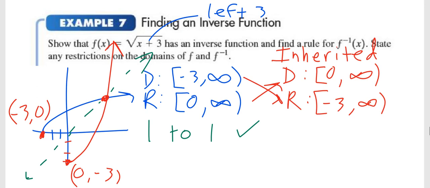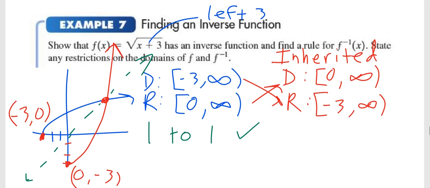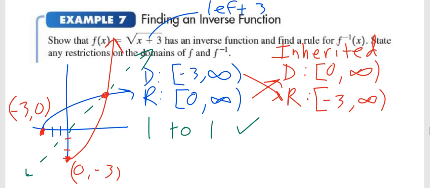Question? Yep. If you're switching x and y, then those domains and ranges are always going to switch. Which is why it's really important to know what the original one looks like. Otherwise, you're never going to know what the new one has. Because the algebra can be a tad bit misleading, like the one with the x squared.